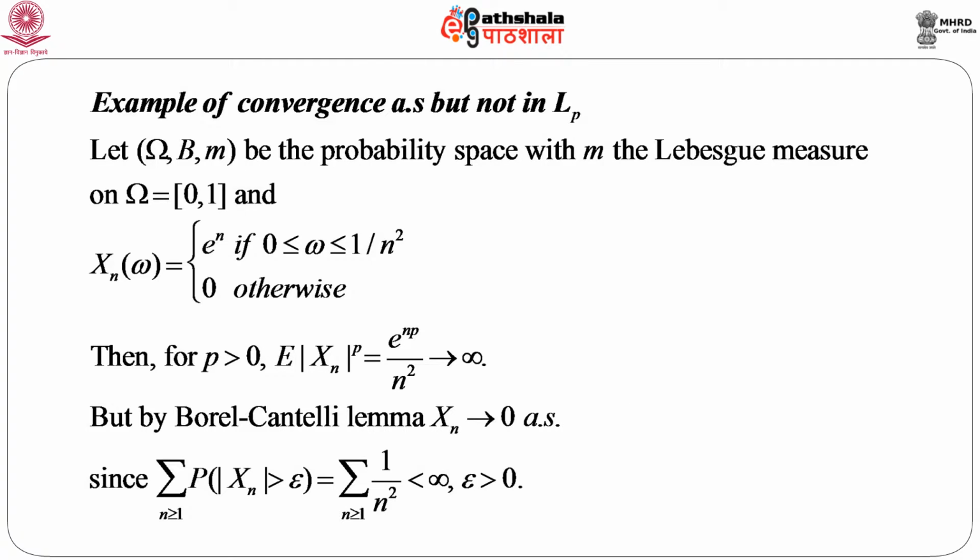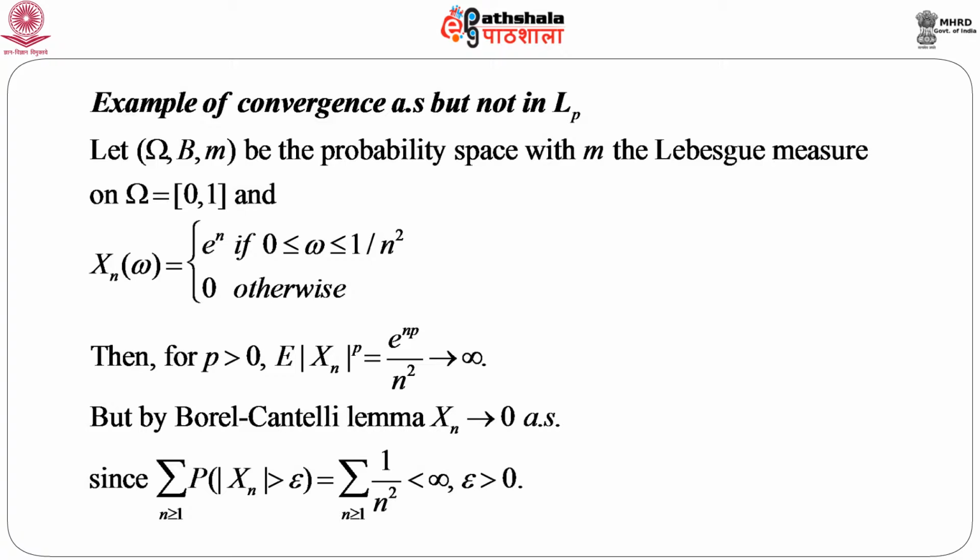Next, let us consider one example where we will demonstrate that convergence almost surely will not necessarily imply convergence in L^p. Again, let us consider a probability space Omega, B, and m being the Lebesgue measure on Omega, which is the unit interval 0 to 1, and Xn(omega) equals e^n if 0 less than or equal to omega less than or equal to 1 by n squared, and 0 otherwise. So, for p greater than 0, if we calculate expectation of |Xn|^p, this is e^(np) by n squared, which goes to infinity.